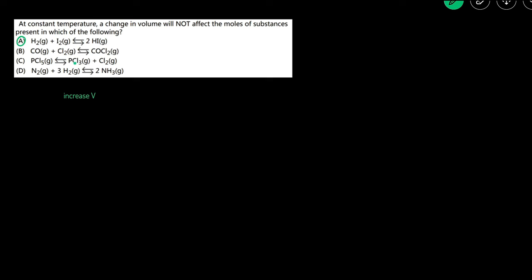Well, if you increase the volume, there's no shift in A because there are equal moles of gas on both sides. In B, it'll shift to the left because there's more gas on the left. In C, it'll shift to the right. And then in D, it'll shift to the left.